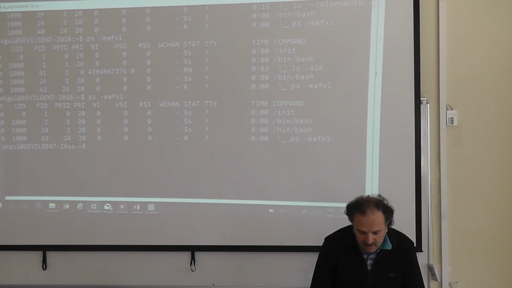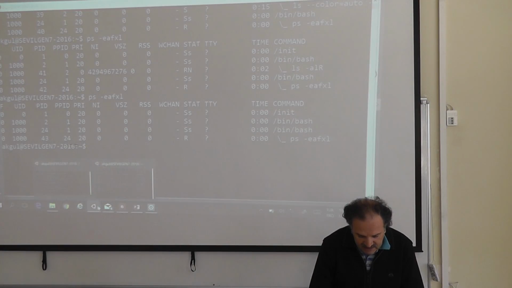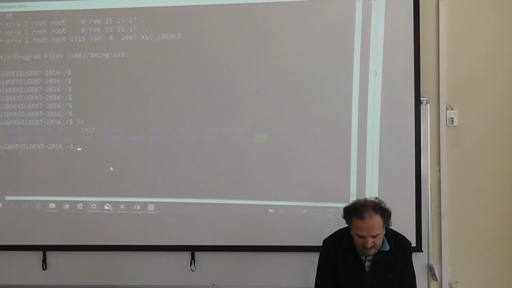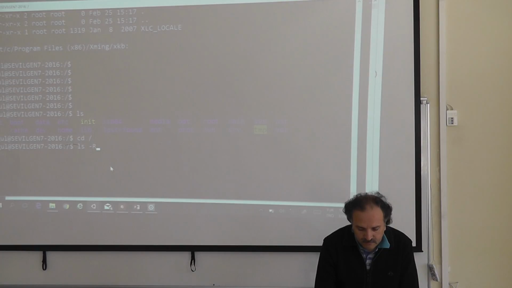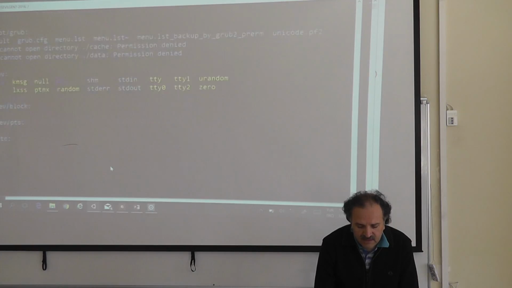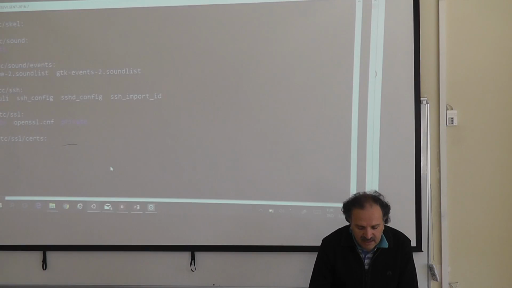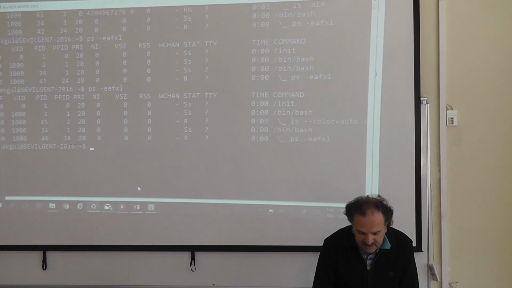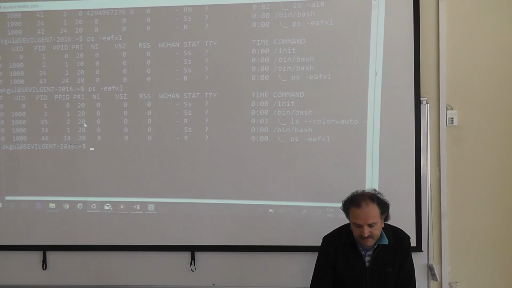So if I run something, let's say cd, then ls -R. What does this do? It lists all the directory contents recursively, so it's going to take a very, very long time to finish. So ls is running. This one is running, and its priority is 20. It is the same as the other ones.